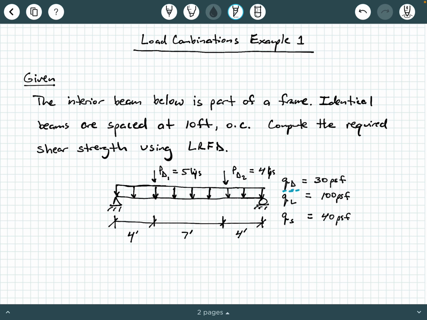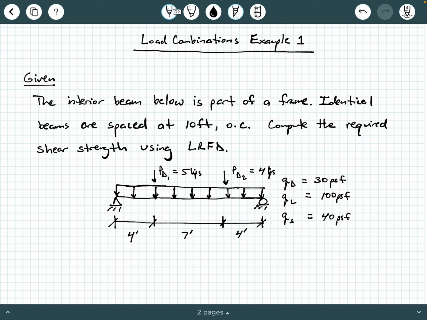Notice that we have a Q dead of 30 PSF, a Q live of 100 PSF, and a Q snow, that S is for snow, of 40 PSF. So that's referring to the distributed load here. In addition to that, we have two dead loads that are point loads that are just single forces. We have P dead 1 of 5 kips and P dead 2 of 4 kips, and each of these are located 4 feet away from the two supports.